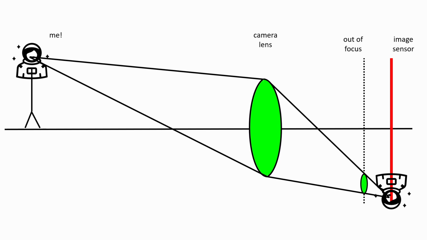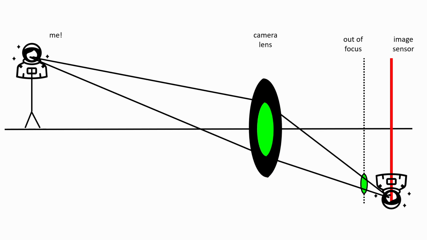And you can see the size of the circle in this particular image here for this particular lens, when the light is coming through the entire lens. But take a look at what happens when we stop down the aperture just a little bit.